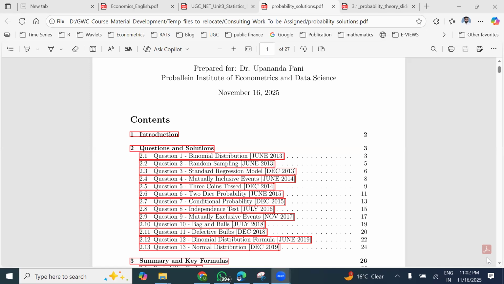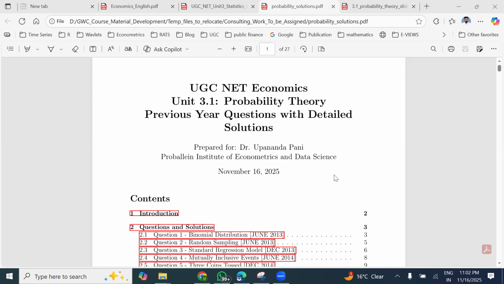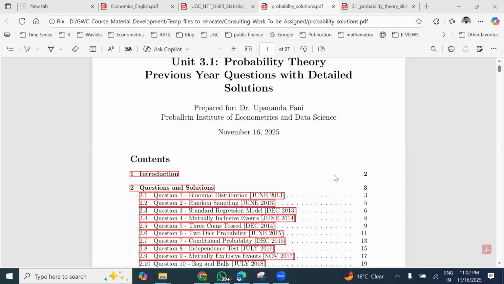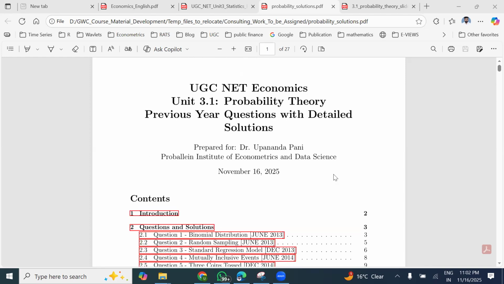Good evening all, and today we are going to solve the previous year questions related to probability theory, right? Which is unit number 3.1.